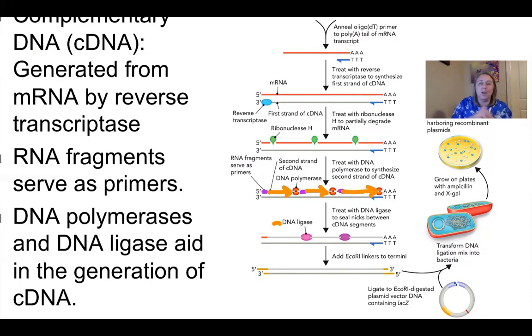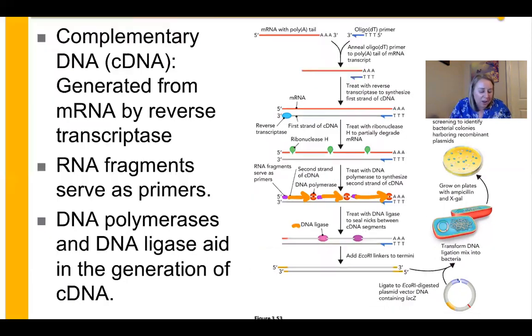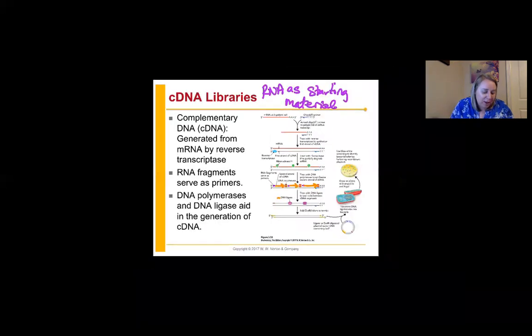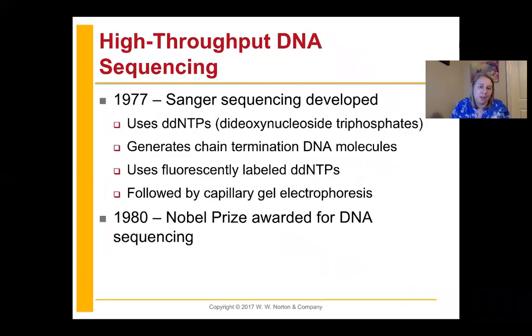Or in one set of conditions. And now you have this library of all actively transcribed genes in one cell. And so each new bacterial colony will have a different sequence inside of its plasmid, and that sequence is specific to the mRNAs that are transcribed inside of the cell. So it's a really interesting method that allows you to gain a lot of information.